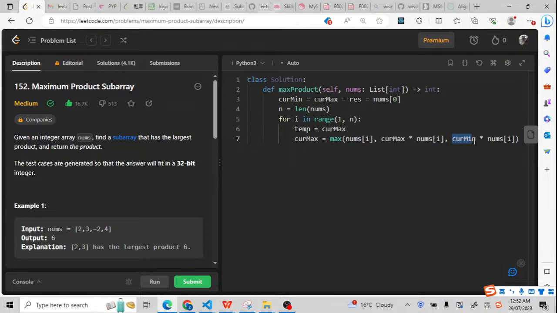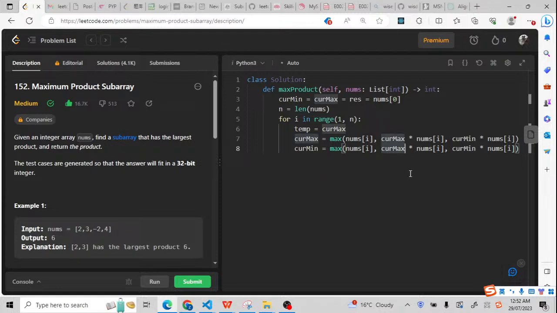Or maybe this is a negative number. This is also a negative number. It can be the biggest. So this is basically the current max. For the current minimum, it's also the same. For the current minimum, I just need to change this to minimum, and the nums[i] stays the same.